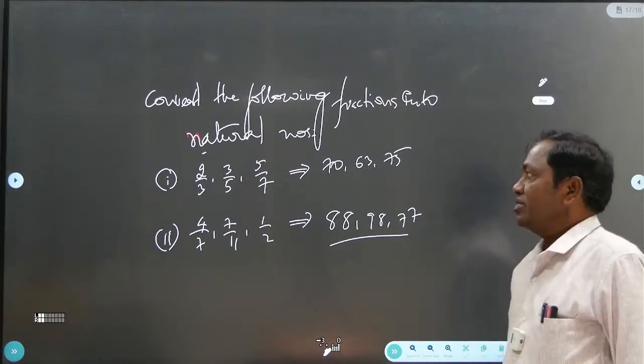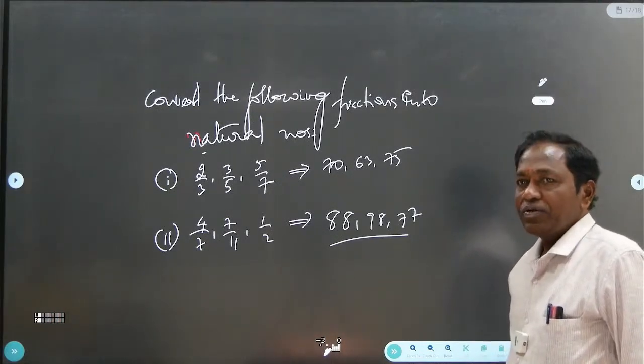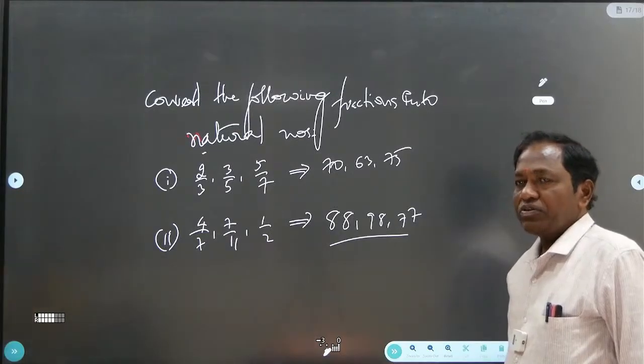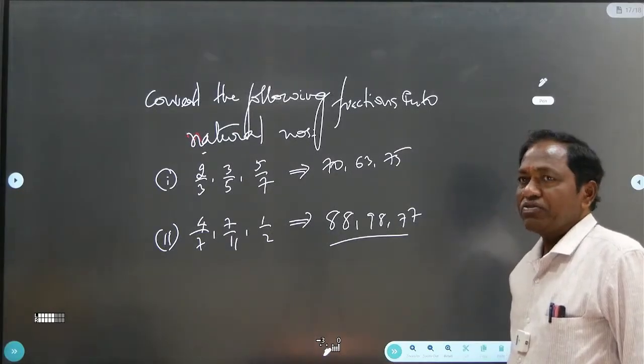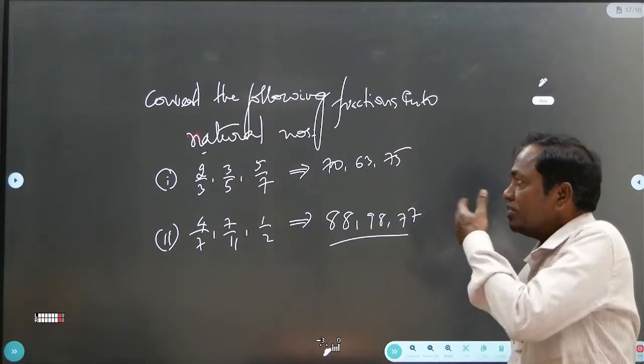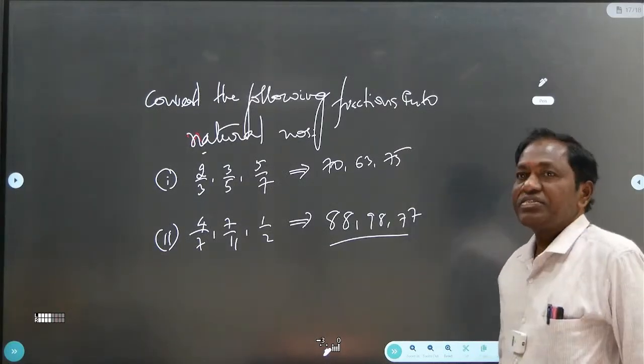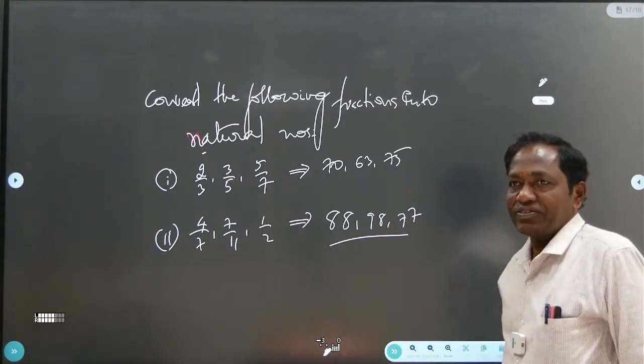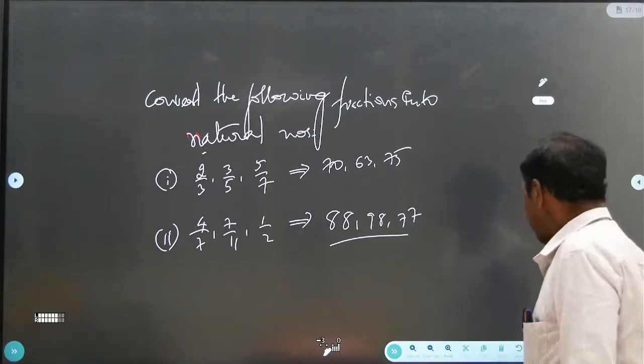To count, to say which is bigger than everything, you need to convert into the natural number. Then only it is possible. Right? Because of efficiency of work, all things come like this only. Now we can see.